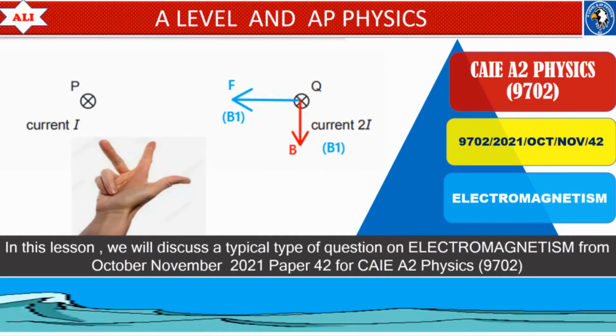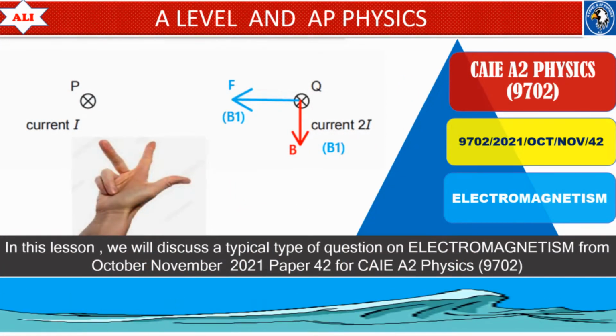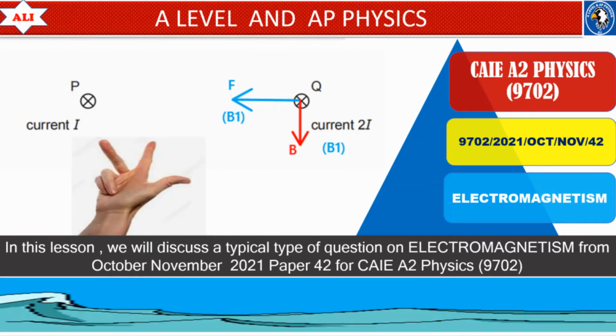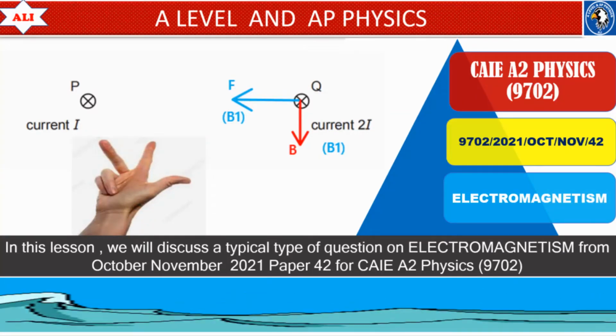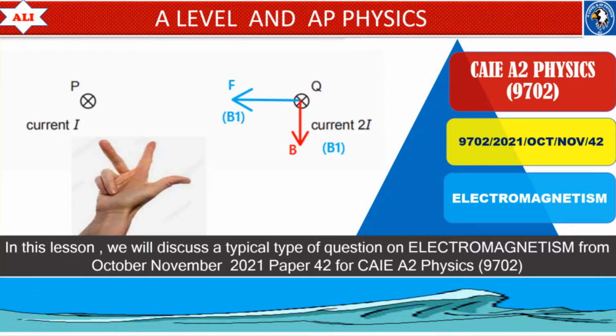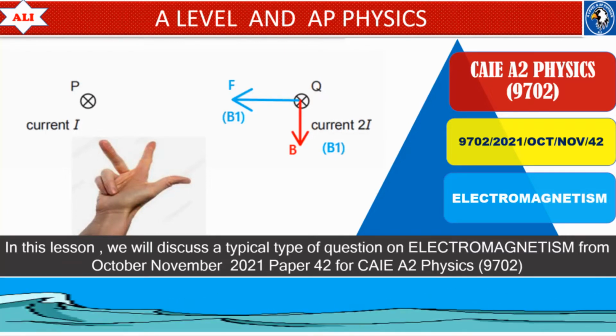In today's lesson, we will discuss one very important past paper question on electromagnetism from October-November 2021, paper 4, variant 2. In this question, we will discuss the right-hand grip rule. Then we will also talk about Fleming's left-hand rule and how to use it.